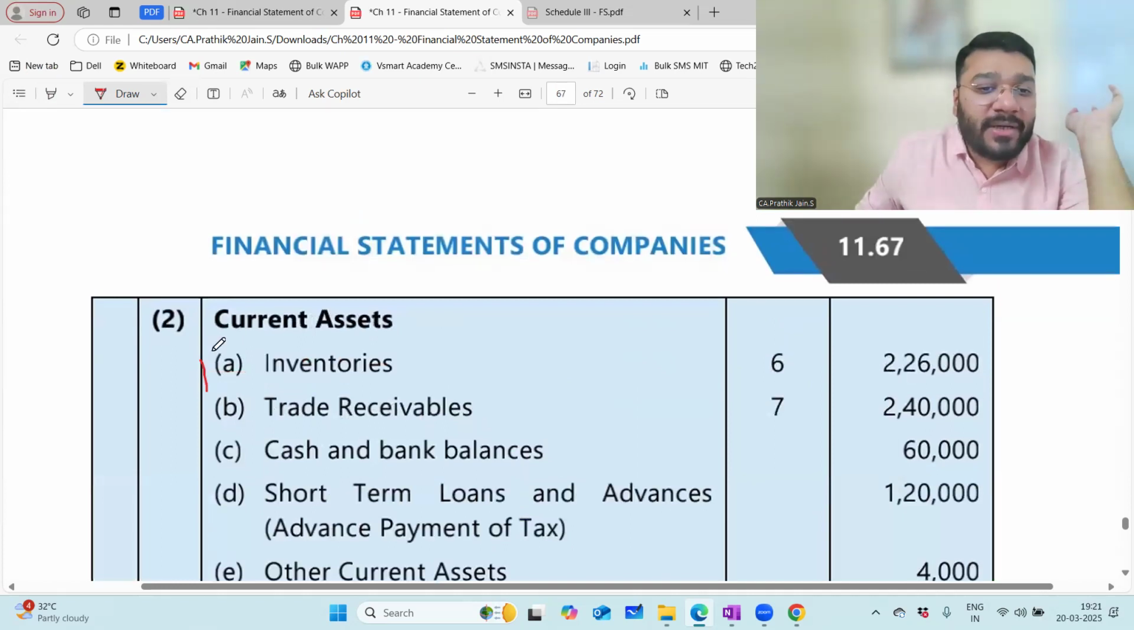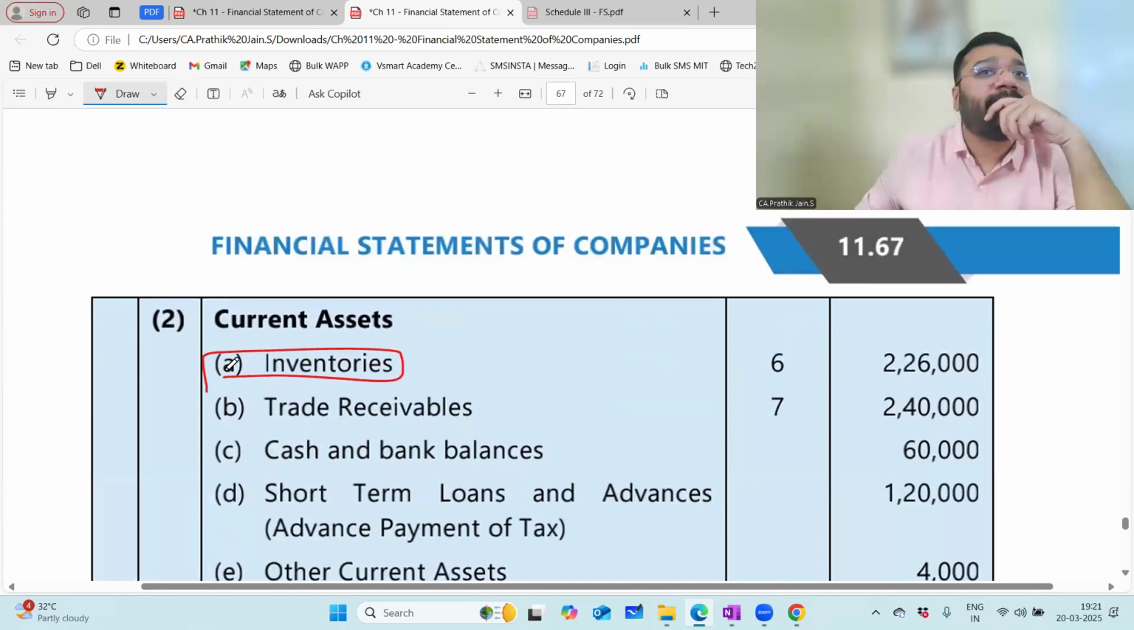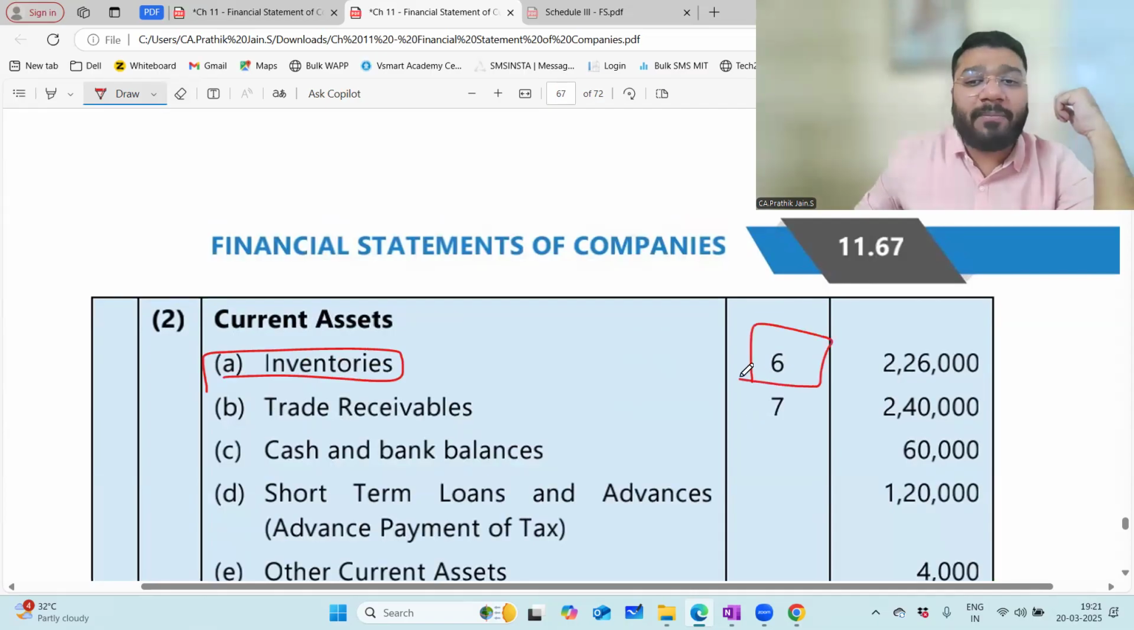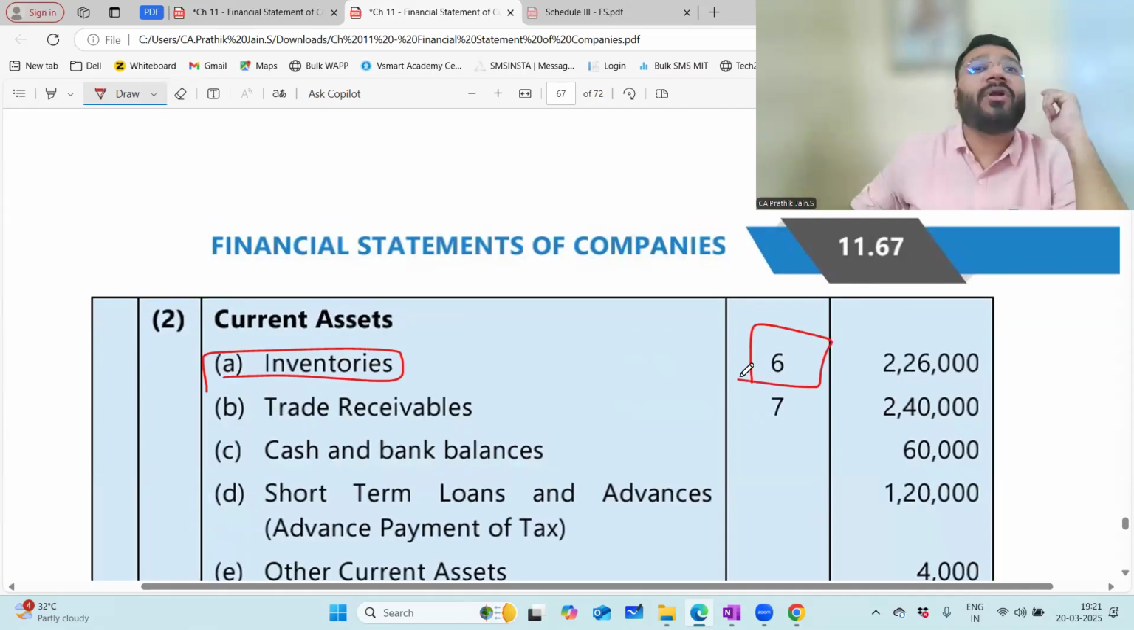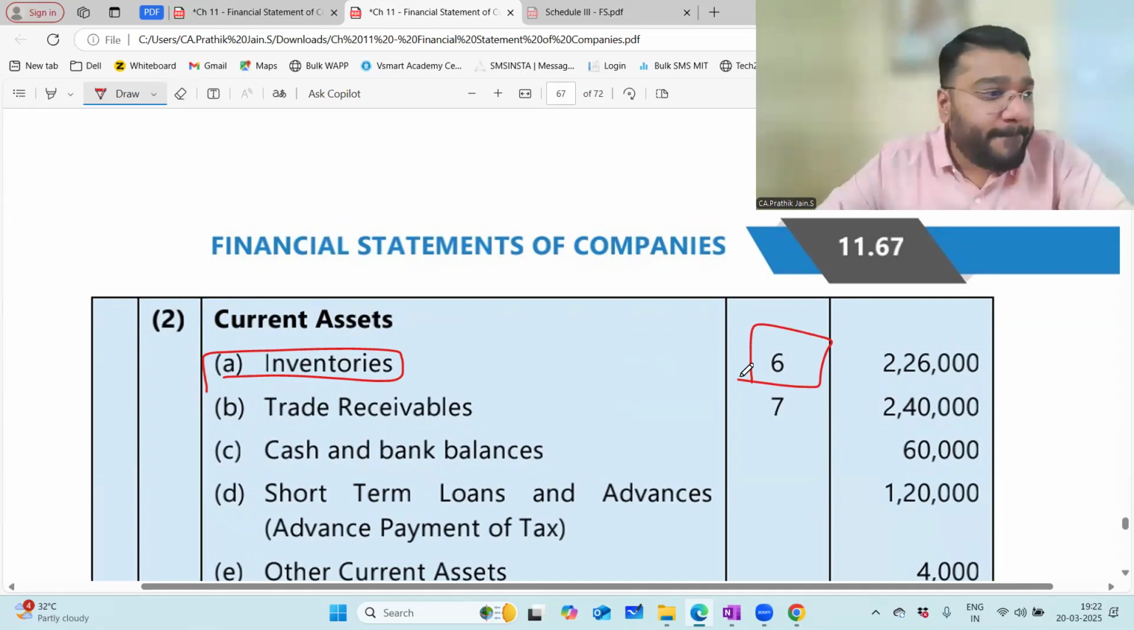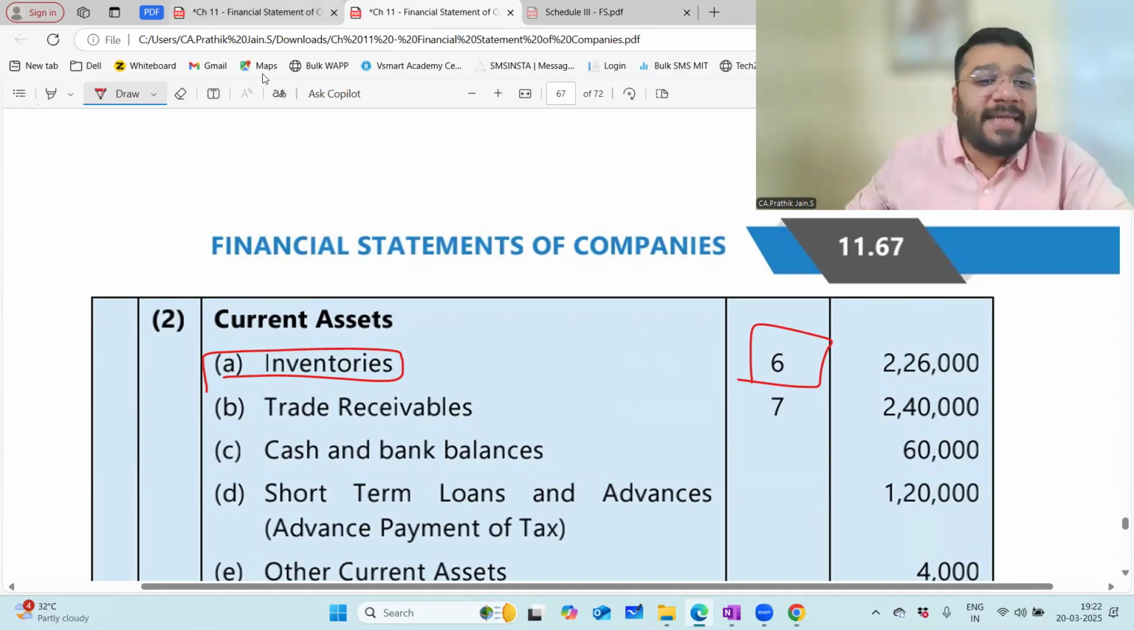Current asset, first item is inventory. We have to give a breakup. Right, note 6. What are we going to do in that note 6? I'll tell you. Inventory, note 6. Trade receivable, we have to give a note. Why? Because there's an ageing. So trade receivable, note number 7, ageing.